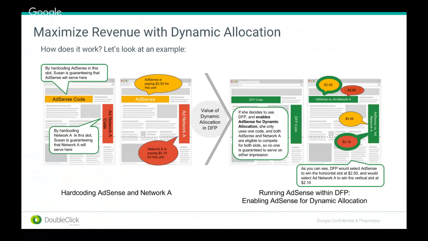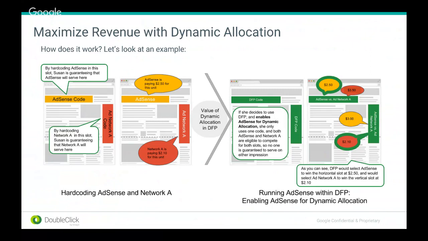This guaranteed certain placements to AdSense and certain placements to Network A. In the image, Susan is hard-coding AdSense. This means that she's running individual AdSense code directly on her page, and Network A, the same, running Network A's individual code directly on the page. So AdSense and Ad Network A are therefore not in direct competition for these slots.